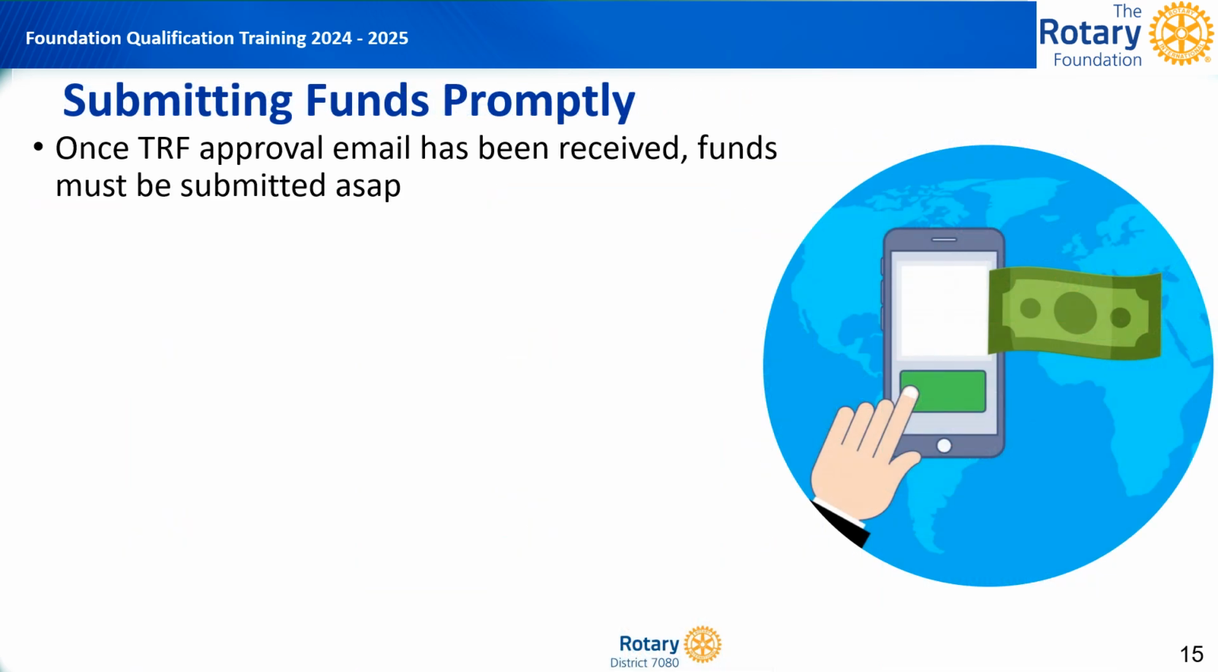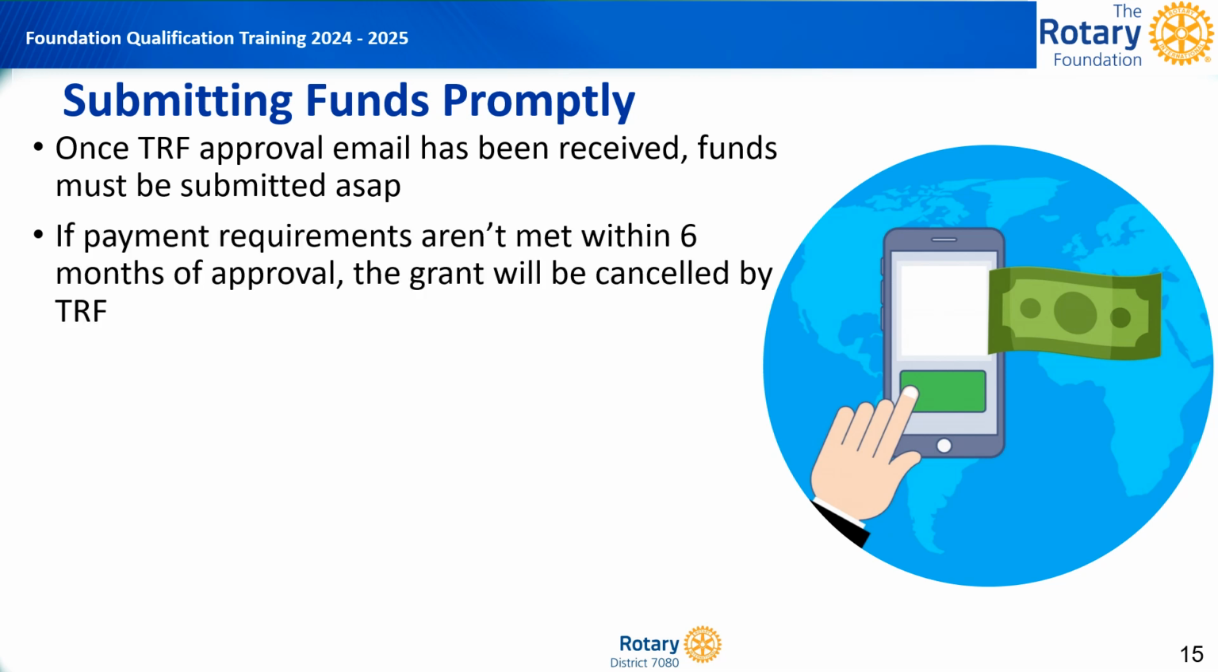Once the grant has been approved by the Rotary Foundation, you will receive an email from them containing detailed instructions. Because the project cannot start before all contributions have been sent, it's important to submit the funds as soon as possible and no later than 4 weeks after its approval. If the payment requirements are not met within 6 months, the Rotary Foundation will cancel the grant.